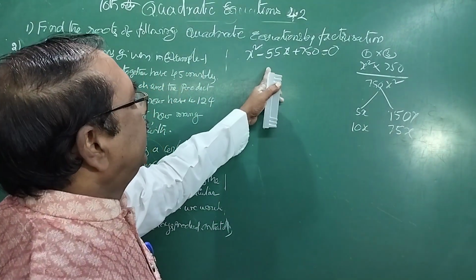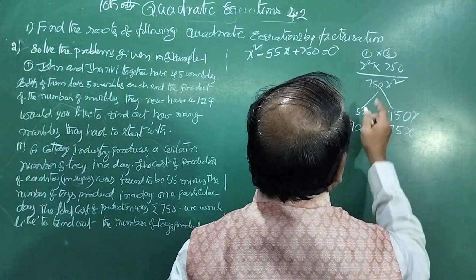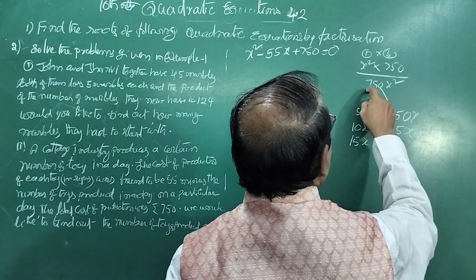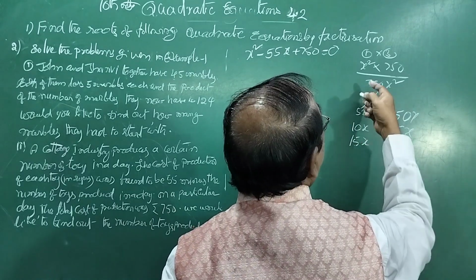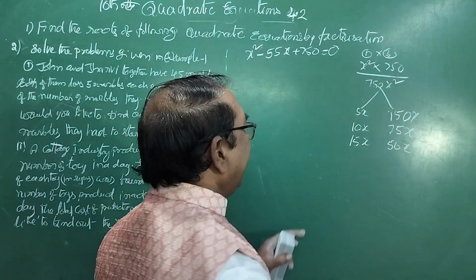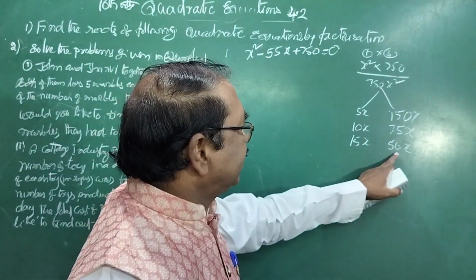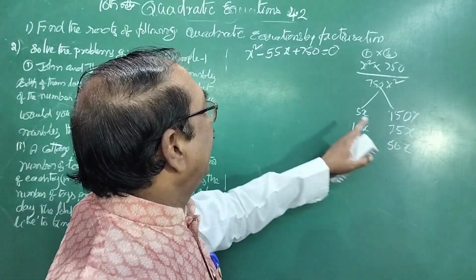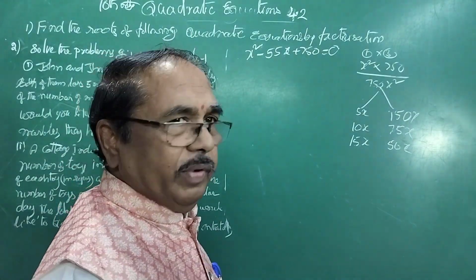Not 85, not 65. Let us further do: what goes with 15? 15x. How many times? 5 times 50x is 75. Let us add 15 and 50, 65. Let us subtract 45. Not 50, not 65, not 35.